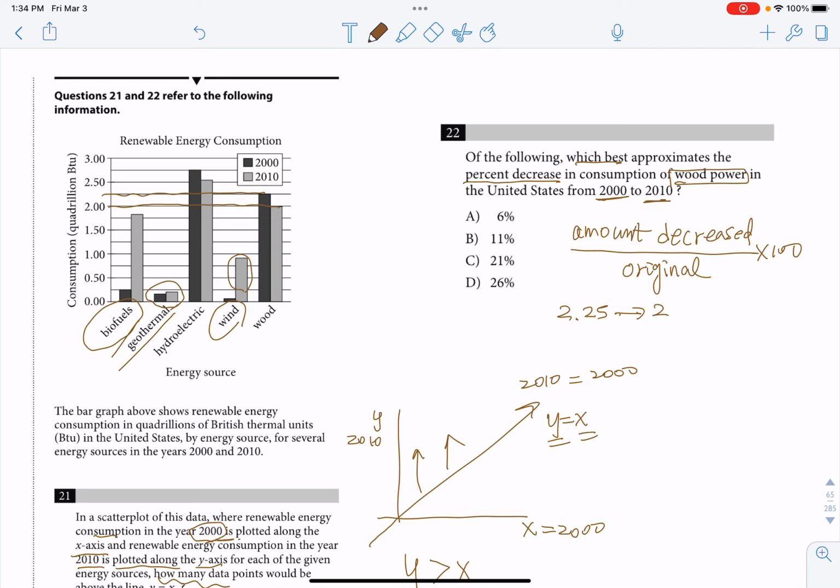So how much did it decrease? You can find 0.25 decrease out of the original 2.25. You need to multiply by 100, and then you will get 11.11%. So the answer will be B.